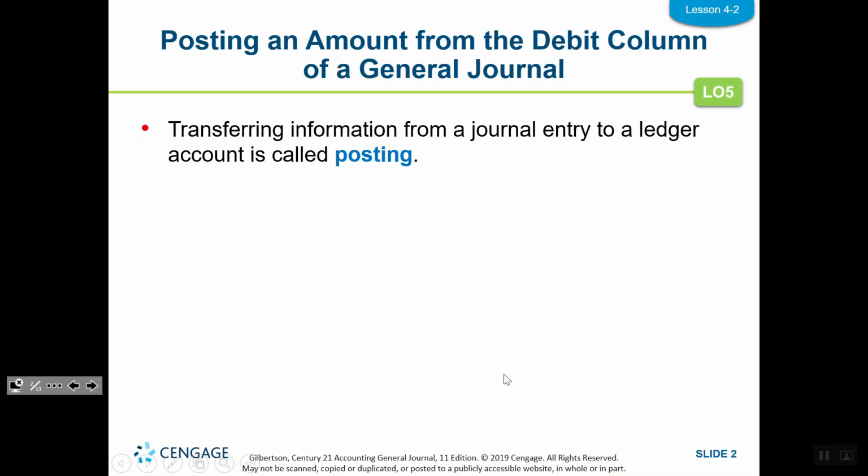Now, transferring information from a journal entry to a ledger account is called posting. We have to do this because right now we don't know the balances of every account. So we've got to get the transactions from the general journal into the accounts so we know what the balance is.